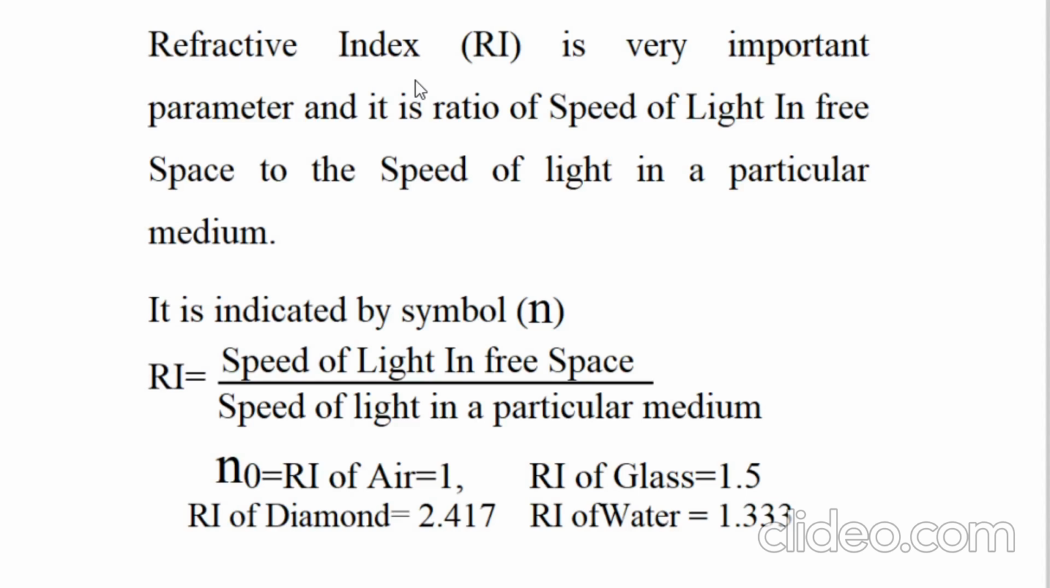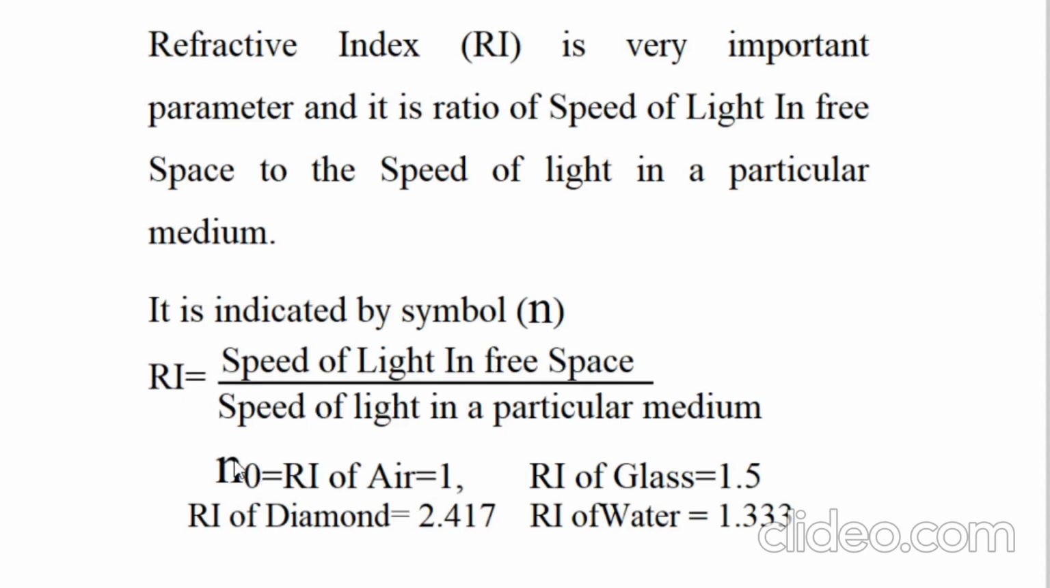Then what do you mean by the refractive index? Refractive index is a very important parameter, and it is the ratio of the speed of light in free space to the speed of light in a particular medium. So it is a very simple definition. It is the ratio of what? Speed of light in free space to the speed of light in a particular medium. Particular medium means a glass medium or a particular material, you can say. And if you calculate that speed of light, then you can calculate the refractive index. Refractive index is indicated by the symbol small n. So RI, the refractive index, is equal to the speed of light in free space divided by the speed of light in a particular medium.